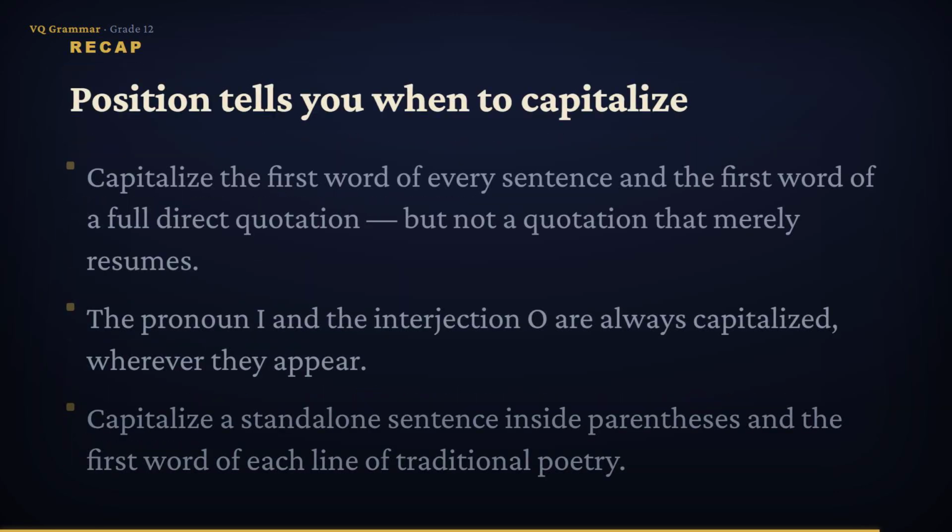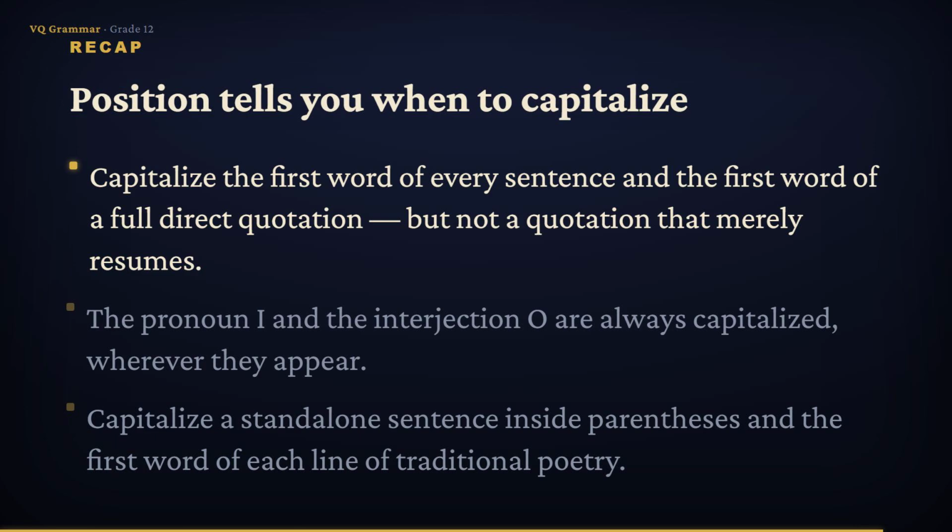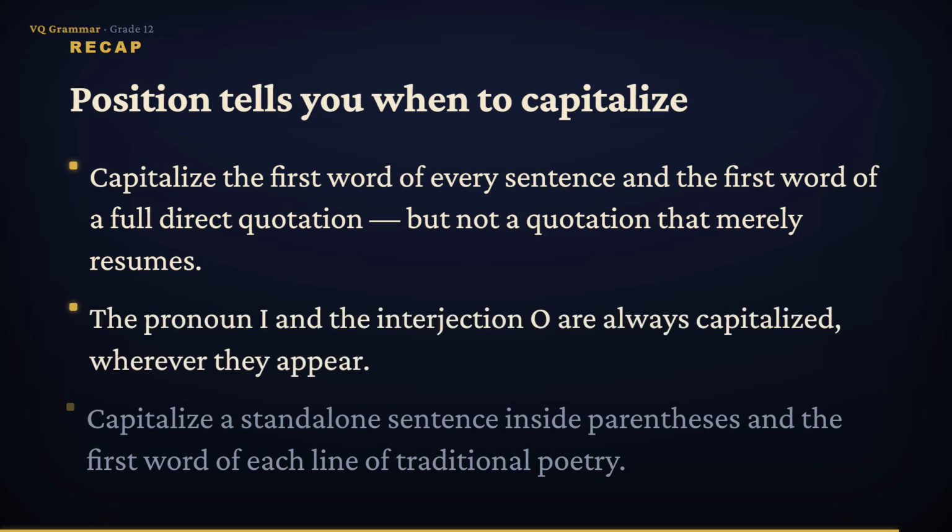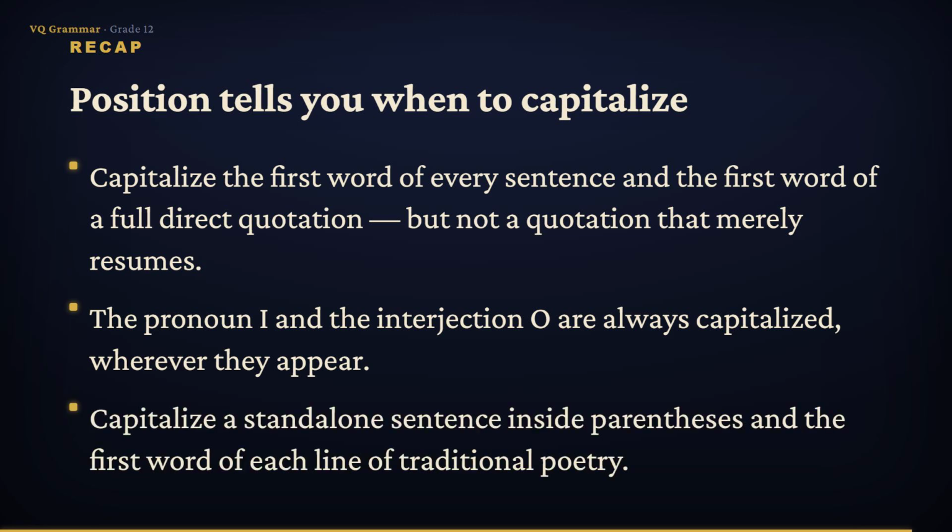Let's gather what we've built. First, capitalize the first word of every sentence and the first word of a direct quotation when it forms a full sentence, but leave it lowercase when the quotation is just resuming after an interruption. Second, the pronoun I and the interjection O are always capital wherever they turn up. And third, capitalize a complete sentence that stands alone inside parentheses and the first word of each line of traditional poetry, while a colon lets you capitalize a formal, complete statement that follows it.